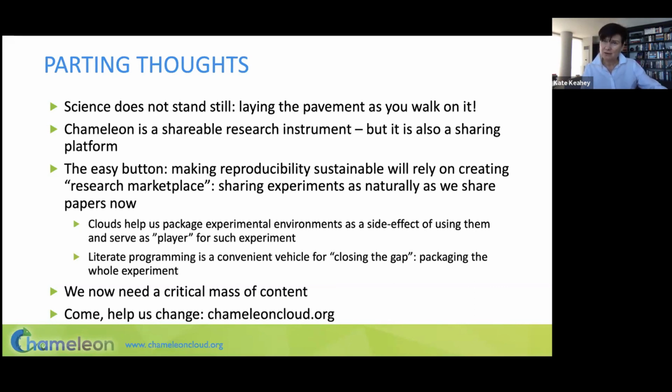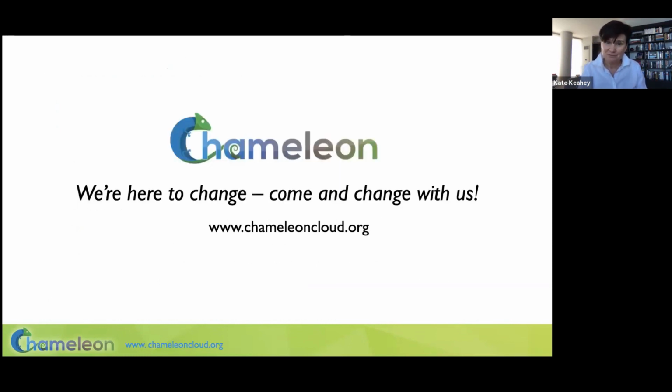Right now, the efforts are concentrated on the supply side. We're hoping that they will also emerge on the demand side. And all we do need now is a critical mass of content. So we need you to pack your experiments, make them available, tell us if it's hard. And this is all I have. We're chameleons, we're here to change. Please come and change with us.